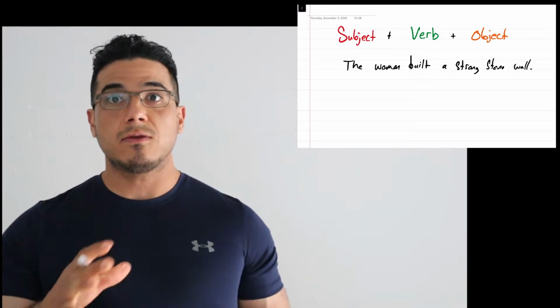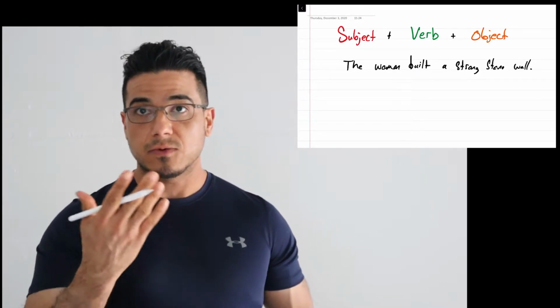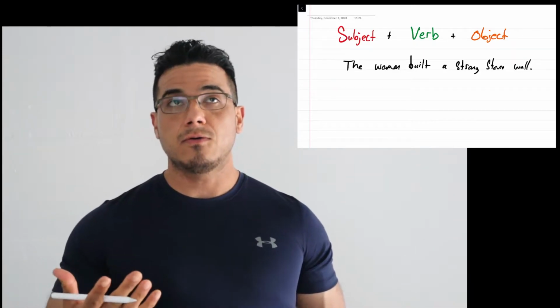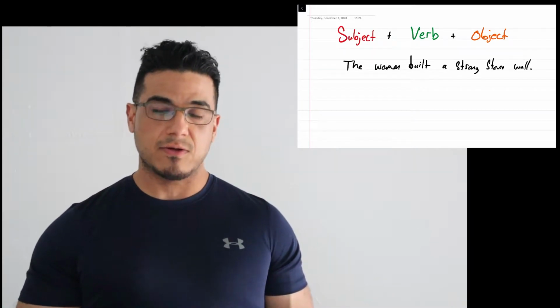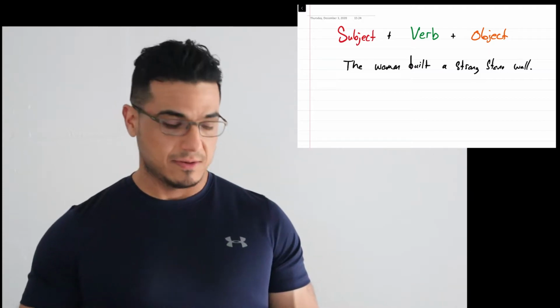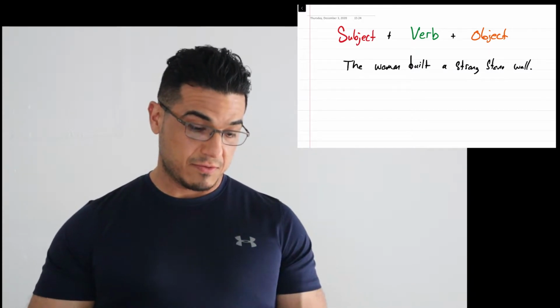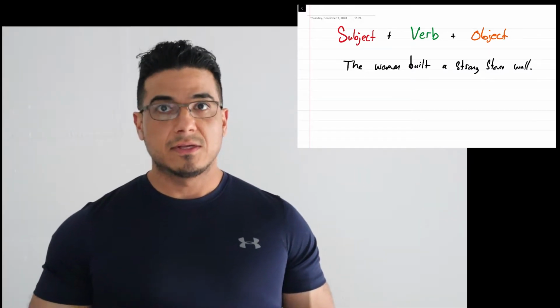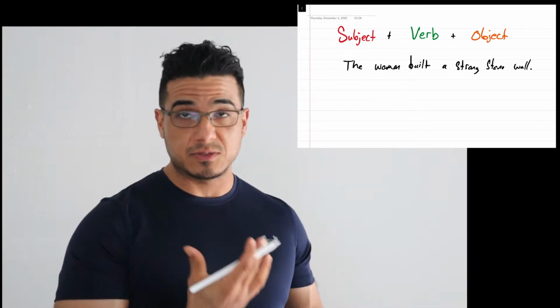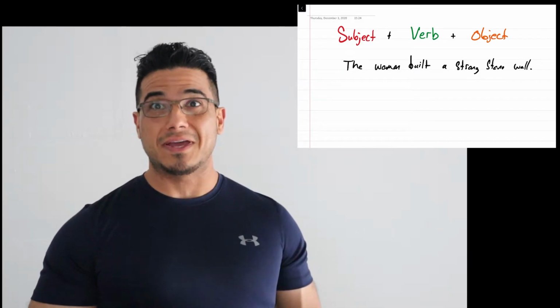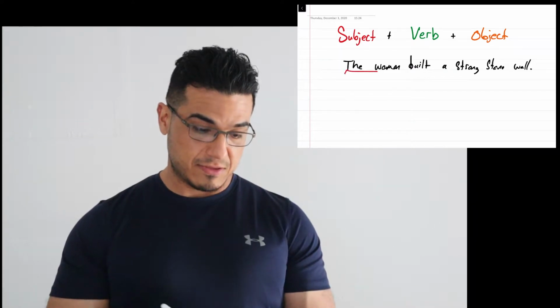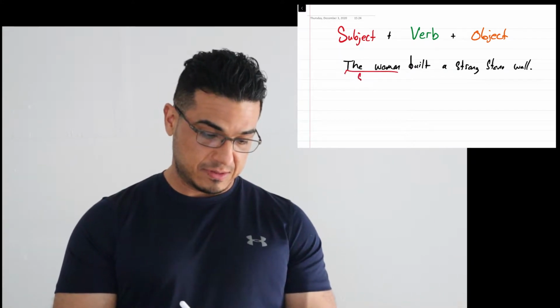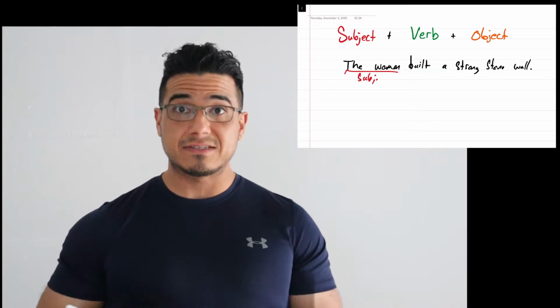When you are looking at the sentence construction, first ask yourself who, or in some cases what, the sentence is about, which will help you identify the subject. In this example, we have the woman built a strong stone wall. So I know I'm referring directly to a woman, in this case the woman, as my subject. I'll go ahead and label it as such.